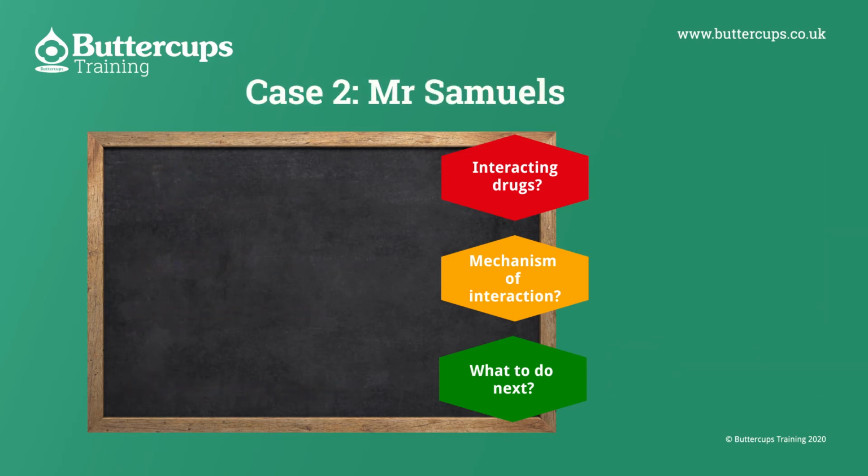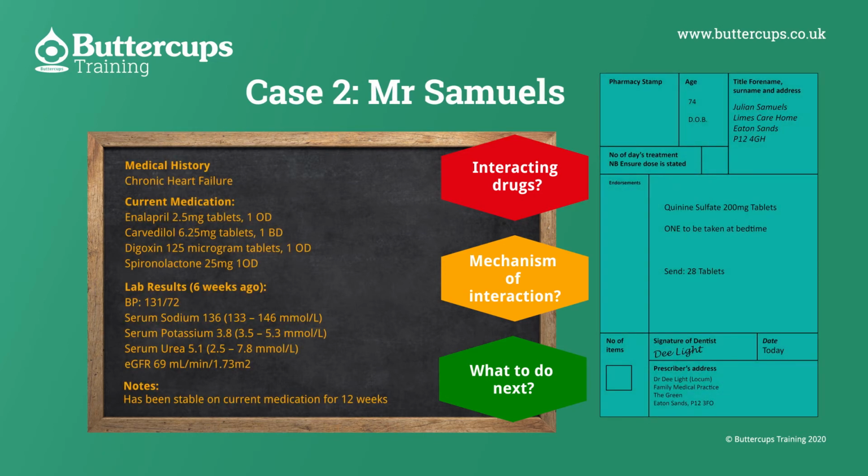Case 2 concerns Mr. Samuels, who is 74 years old and has heart failure. Although his condition deteriorated a few months ago, his medication was adjusted and he has been stable on his current drugs now for 12 weeks. Mr. Samuels was visited by a locum doctor at the care home where he lives, and one of the care assistants today brings in the prescription shown. She tells you that Mr. Samuels has been experiencing cramps at night which have kept him awake. Pause the video now and restart when you have your answers.